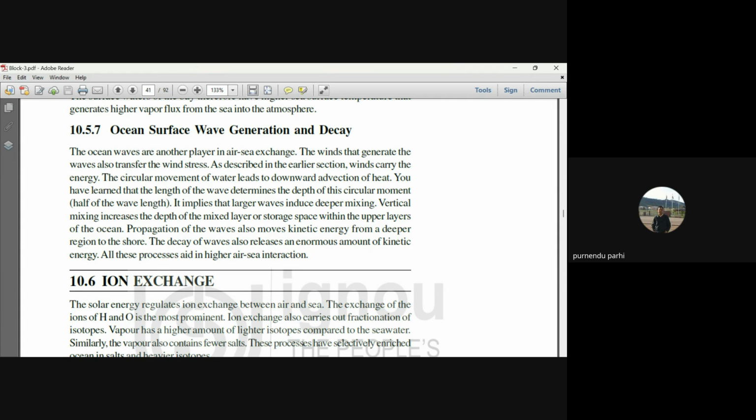Propagation of the wave also moves kinetic energy from a deeper region to the shore. The decay of the wave also releases an enormous amount of kinetic energy. All these processes aid in higher air-sea interaction.